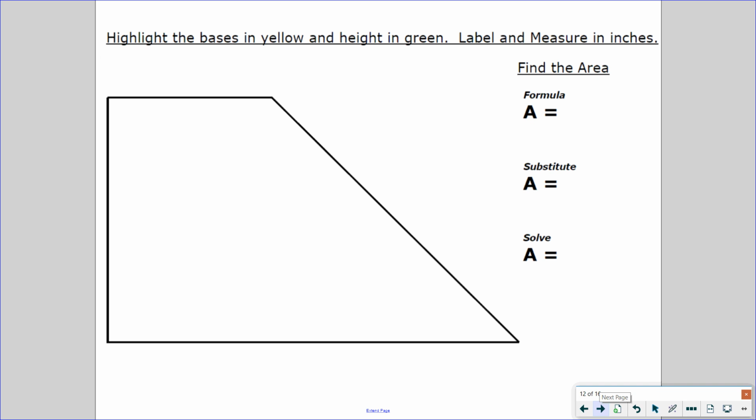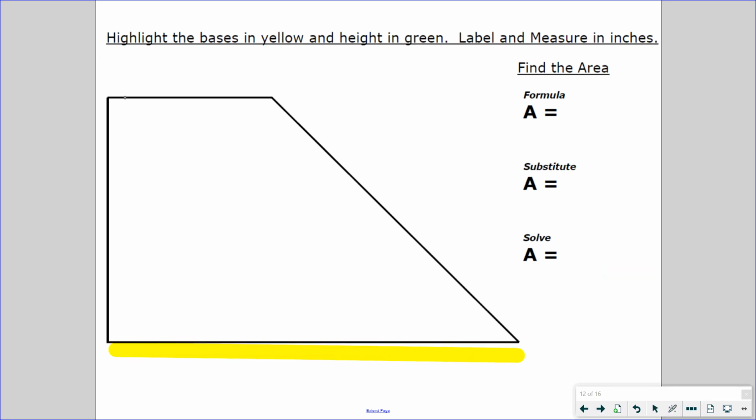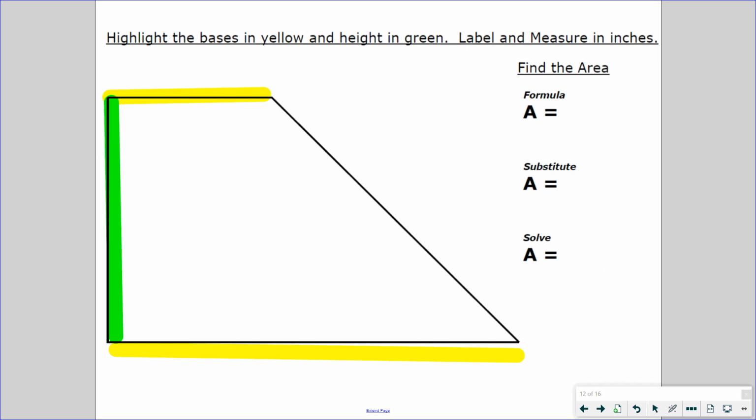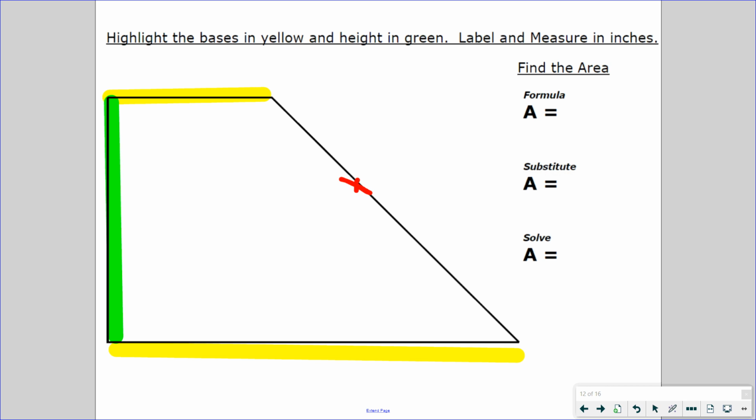So first of all, highlight the bases in yellow. Let me get my highlighter. Here's a base. Here's another base. Highlight the height in green, this one. Are we going to use, let me get my pen so you can see. Are we going to use this? Nope, I'm going to scratch it out so we don't use this.